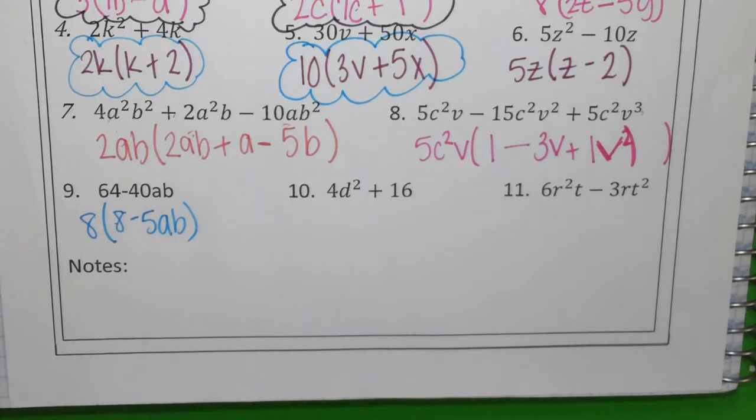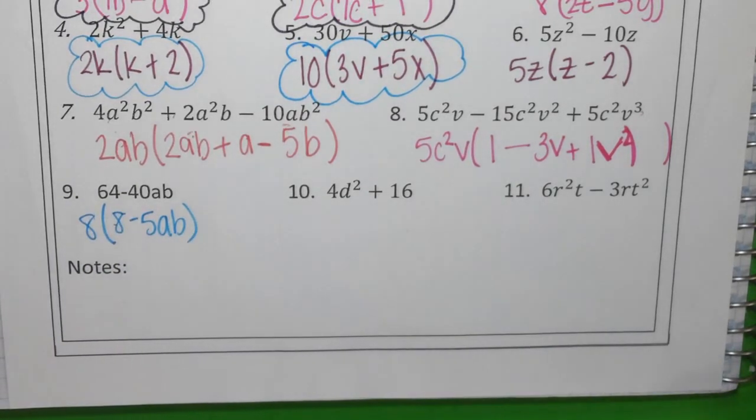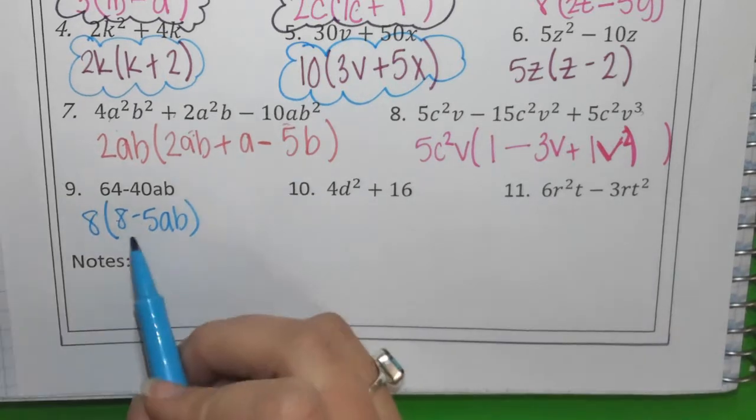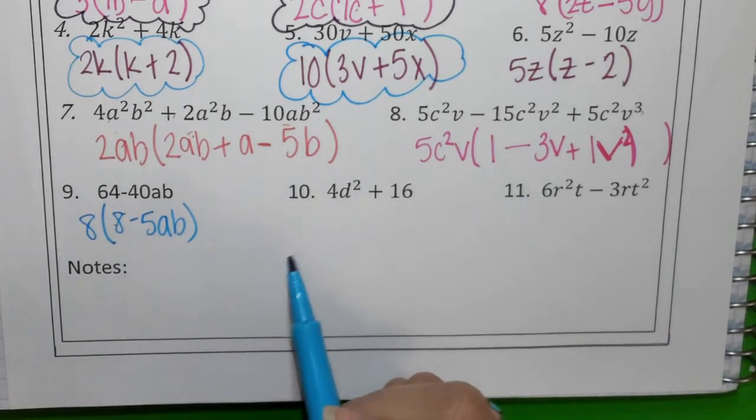And why did we not bring the AB to the outside? Because you can't. You're really not supposed to. It was on the inside. They didn't have the same variable. They both don't have the same variable.